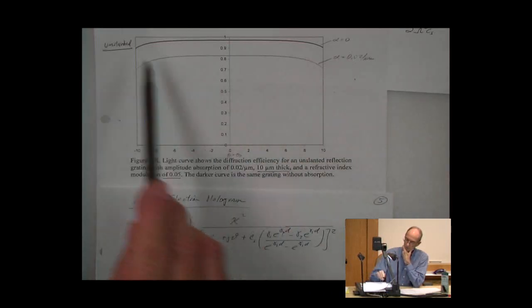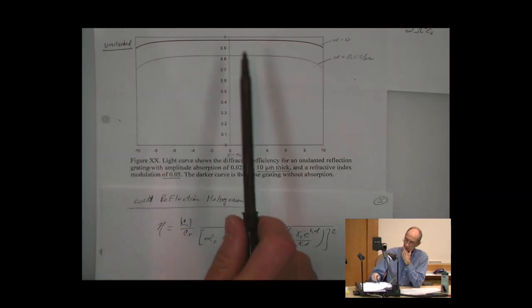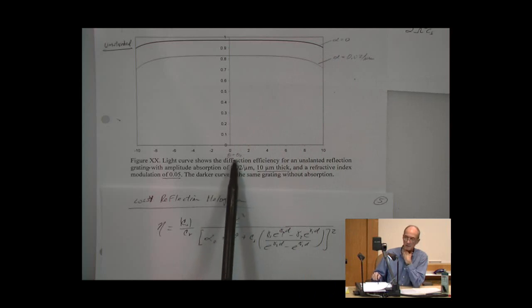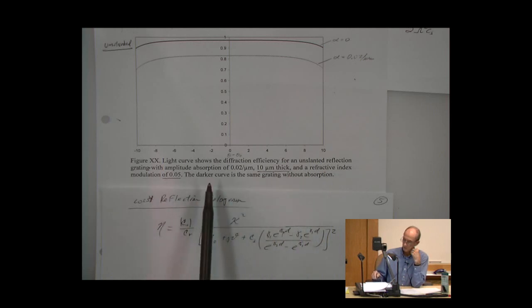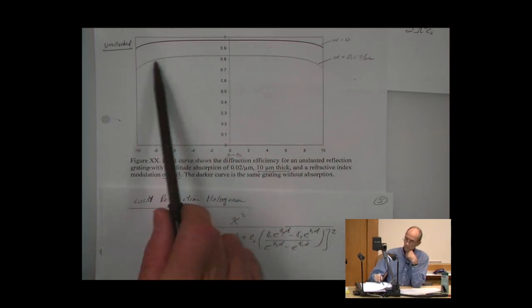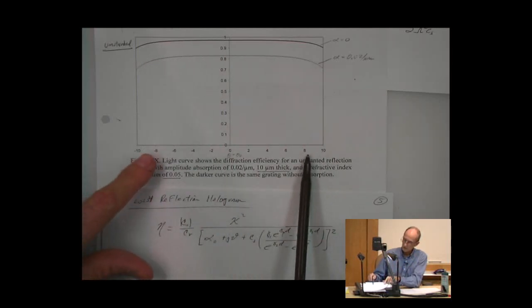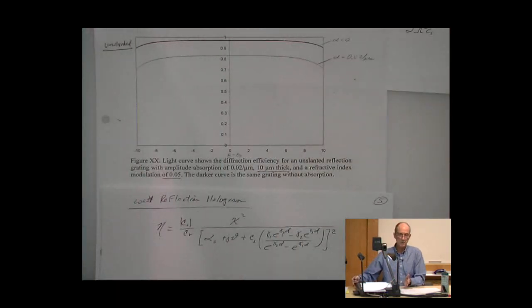This is for an unslanted reflection grating. Here's without any loss. This is the detuning, but specific to the angle detuning from the Bragg condition. This is for a 10 micron thick grating with an index modulation of 0.05. And so we get a really broad response, about 16 degrees before you see almost no variation. But then if you go a little further, it starts to fall off, and this will roll off if you go really far off.